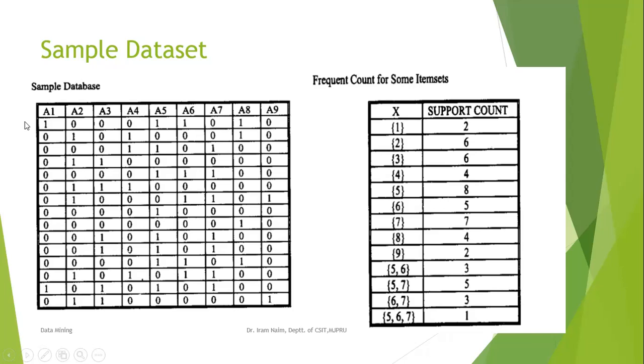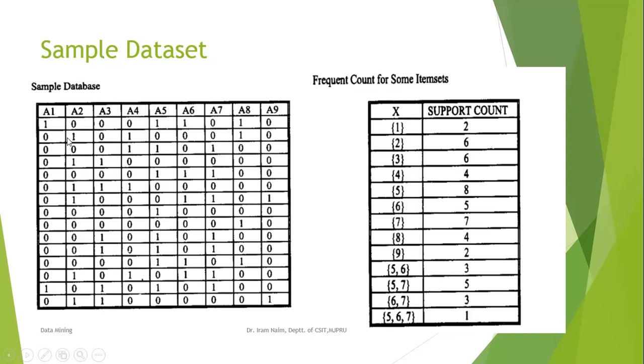Within a transaction, suppose a value 1 is present, it means that item is present. If 0 is present for the transaction ID, it means that item is not present. If you look at the database for T1, the items present are the first, fifth, sixth, and eighth.